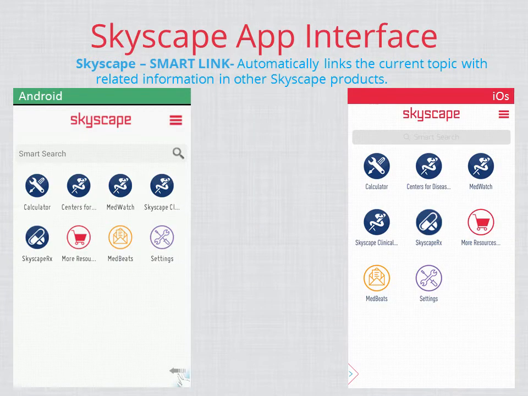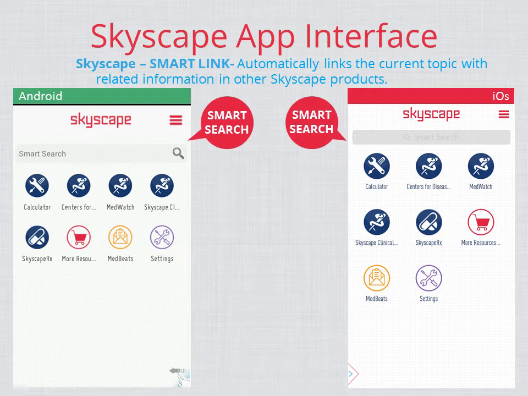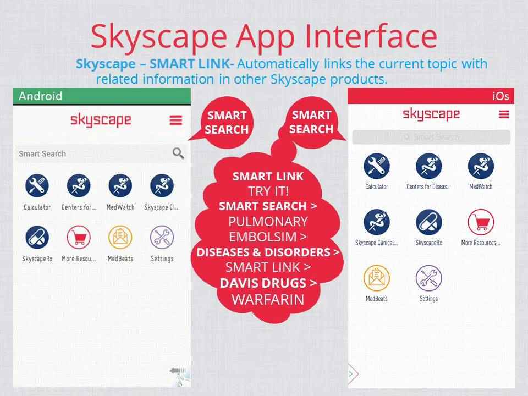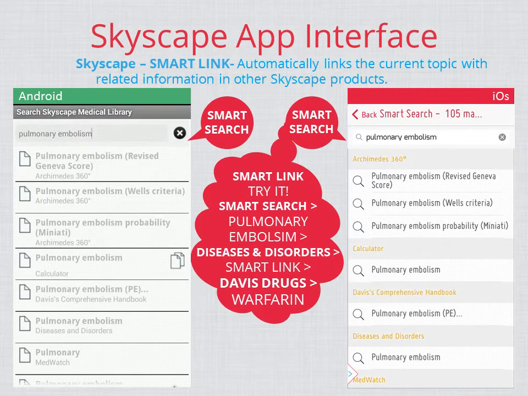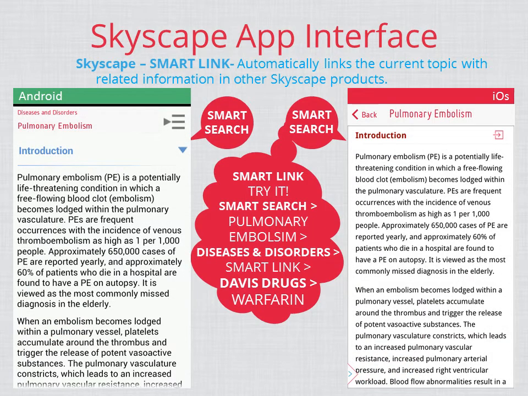Let's try a Skyscape Smartlink. Remember, Smartlink allows you to automatically link the current topic with related information in other Skyscape resources. Let's do another smart search, this time for pulmonary embolism. When we search for pulmonary embolism, you can see Skyscape go through and find all the matches. Let us choose the Diseases and Disorders resource from our list. Here in the Diseases and Disorders resource, we can research some information about PE.